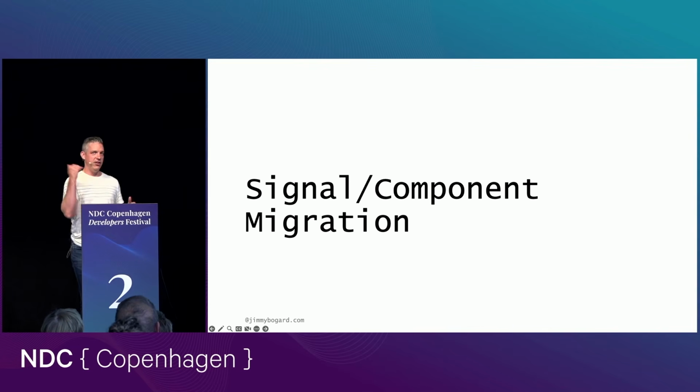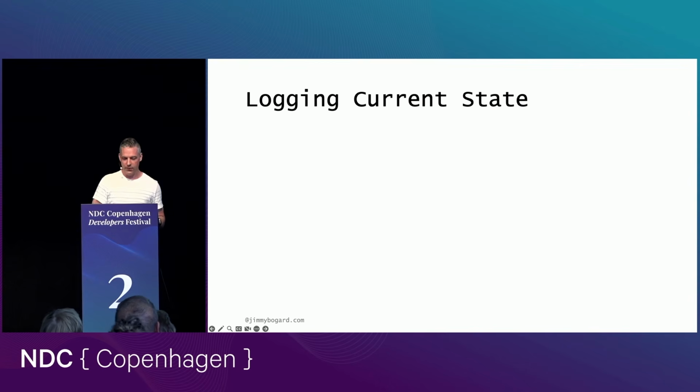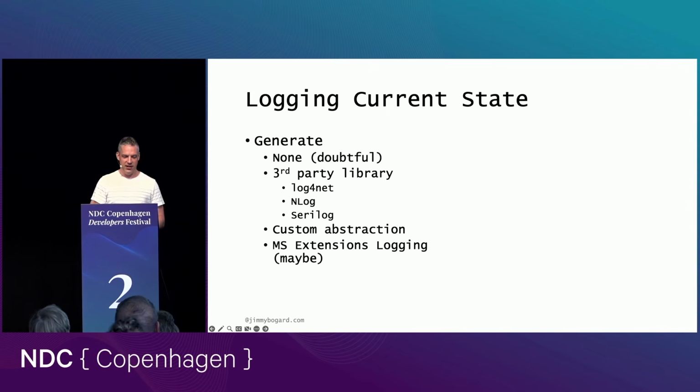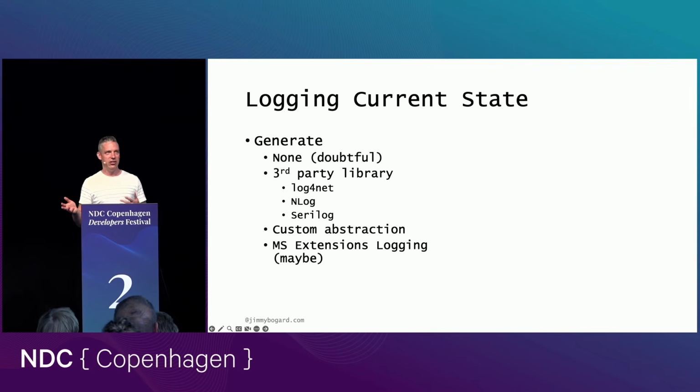So we'll look at each of these signals and components one by one, starting with logging. So a logging current state is on the generation side. You maybe have no logging, but that's rare, right? Usually there's some kind of logging. If someone has pushed a system out to production, it probably does something in terms of logging, but almost always it's some specific third-party library to do that logging. Whether it's Log4net or NLog or Serilog or whatever, it's almost always using some third-party library.